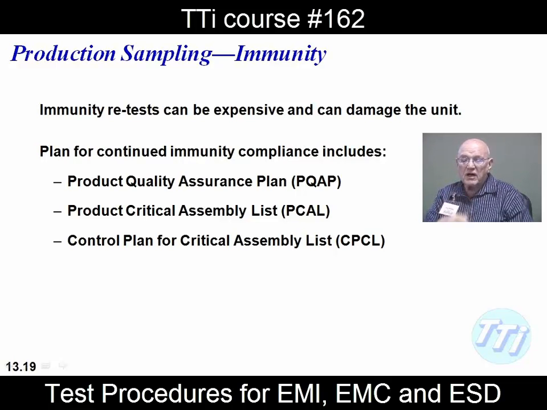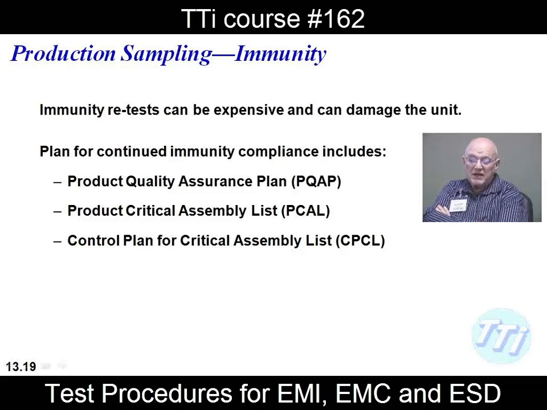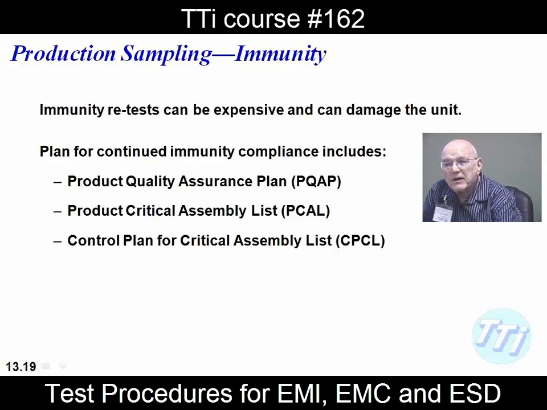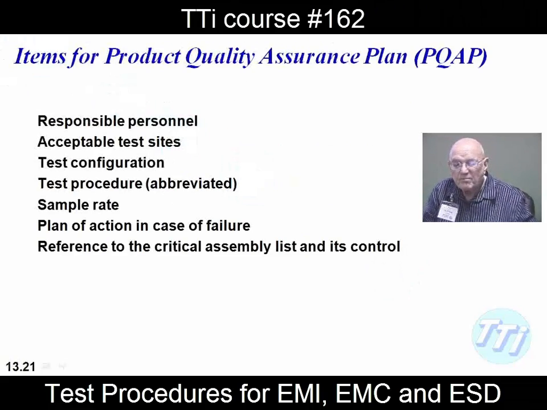And the plan for continued immunity compliance includes product quality, product critical assembly, control plan for critical assembly. All this stuff has to come into play. Items for product quality assurance plan. Of course, when you look at this, you're talking about ISO and a lot of other aspects that require that, don't they? We actually have a responsible person, acceptable test sites, test configuration, test procedure, sample rates, plan of action in case of failure, reference to the critical assembly list and its control. So you've got to realize that you actually have to continue to do this throughout product quality control.